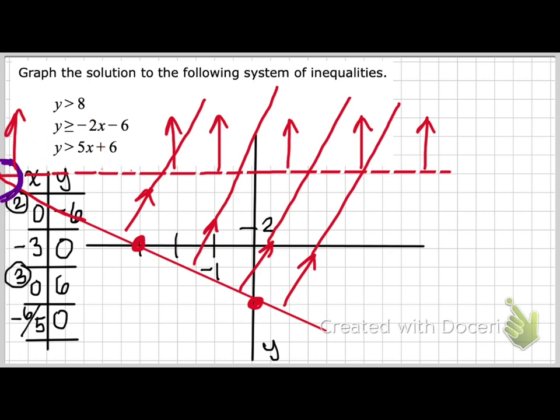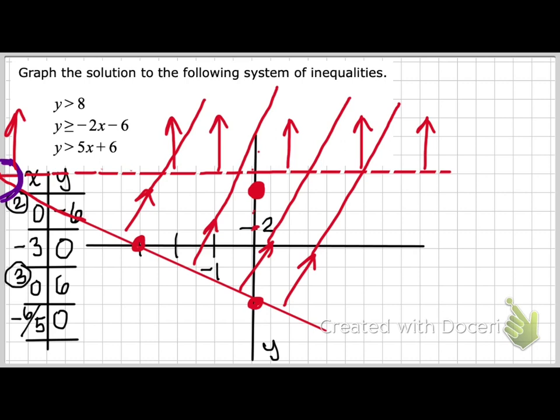Okay. Then inequality number 3 has an intercept at 0, 6. So that's 1, 2, 3, 4, 5, 6, so that's up here somewhere. No, it's not. My scale was 2, right? So 2, 4, 6. That's here. There's where my 0, 6 is. And then -6 over 5, -1 1/5.